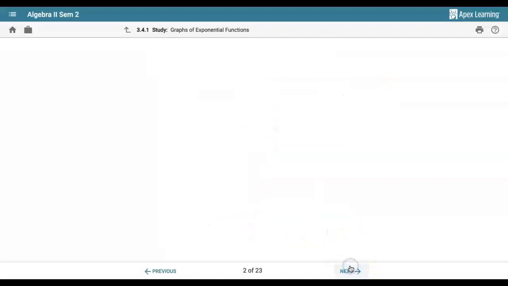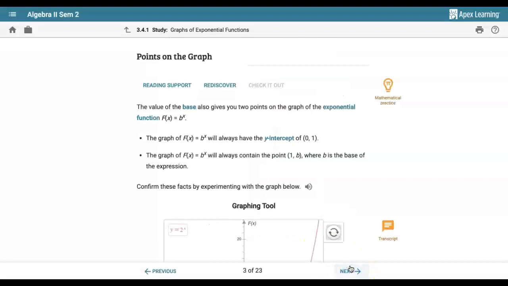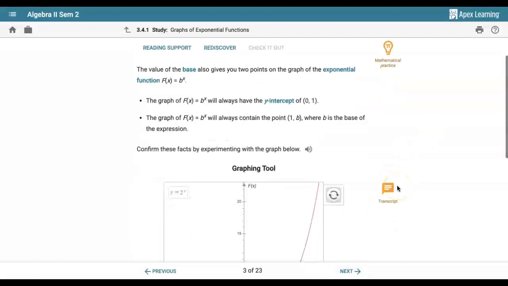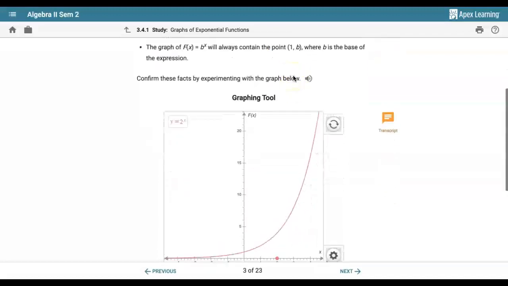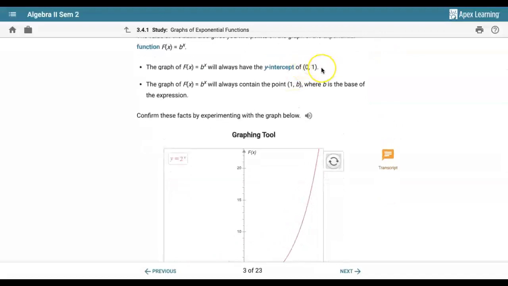But moving forward here, we want to make sure we can identify a couple major points in our exponential functions. So when we look at our graph here, in general terms, if we have our b to the x, it will cross our y-axis, or our y-intercept, at (0, 1). It will always cross at (0, 1), and we'll talk about that in a second. And when we look at, again, just b to the x, it will always have the point (1, b), where b is the base of the expression.